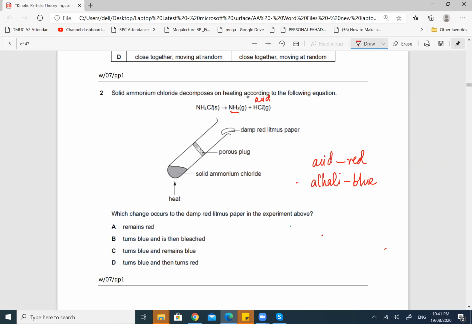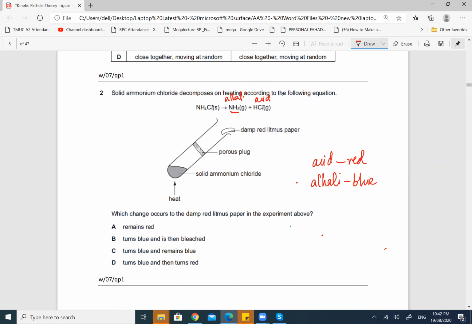I don't think so. It's very popular. Students really like this because it has a very irritating smell, a very sharp, pungent smell. I don't know why, but they like to smell it a lot. So NH3 over here is an alkali, not red. Blue. It's going to change the litmus paper into blue. The HCl is going to change the litmus paper into red.